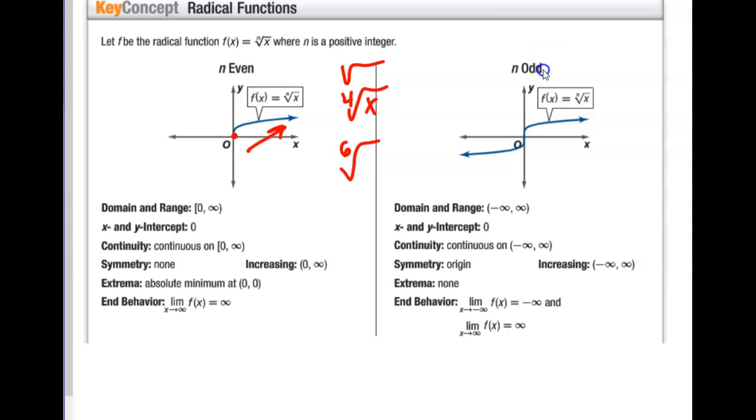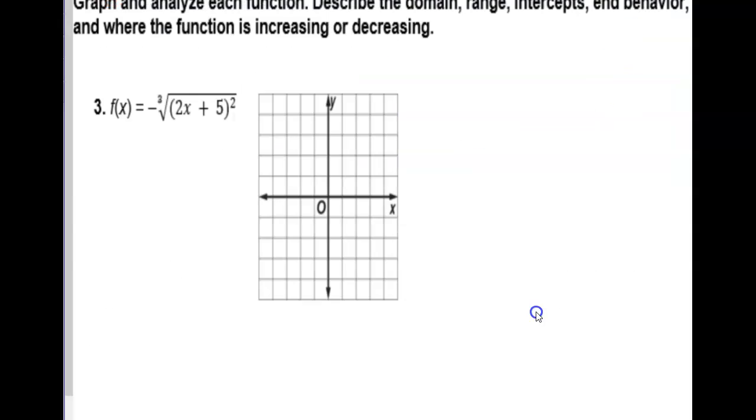But this is when it's odd degree. So if you have a cubed root or a fifth root or something like that, then it has both branches because you can take a fifth root of a negative number. So the domain and range are both infinity, they're all real numbers. It is continuous, it goes through the origin. This one is increasing the whole time because even though it slows down its increase, it does keep increasing the whole time. And the left end is going down and the right end is going up.